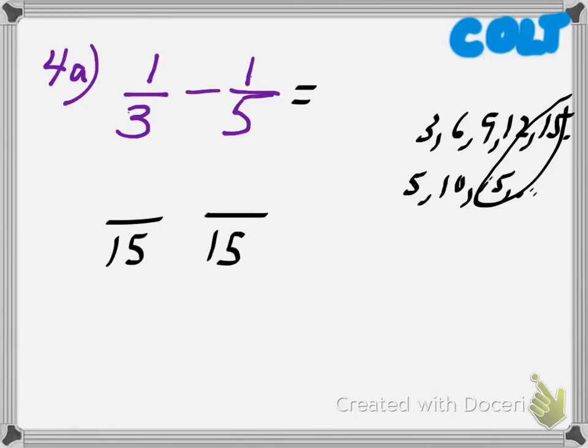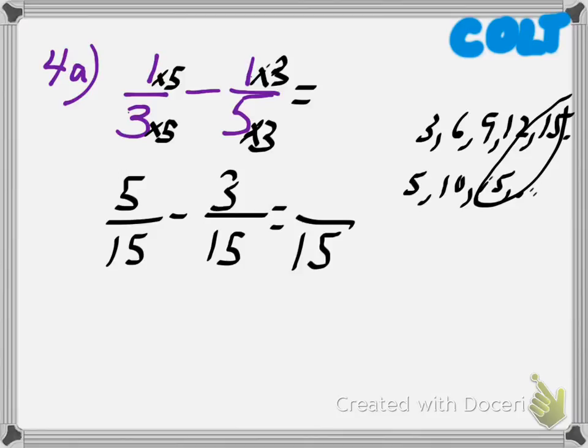Now to change these, we have to make equivalent fractions. So 3 times what is 15? 5. So if we did that to this one, we have to do it to the numerator and get 5. Then here, 5 times what to get our 15 was 3. So we do the same exact thing to the numerator, multiply by 3. And we're going to end up with 3. So now that we have like terms, we can ignore that 15. And we're just doing the simple problem. 5 minus 3 is 2. So 2/15 is going to be our answer.